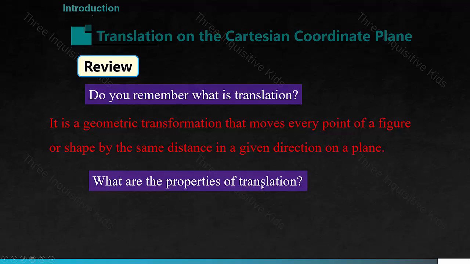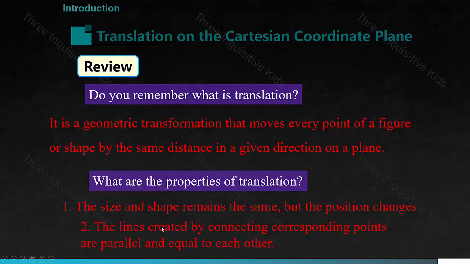What are the properties of translation? Well, after you translate something, the size and shape remain the same, but the shape's position changes. And the lines created by connecting corresponding points are parallel and equal to each other. Those are the main points we learned in our last lesson.